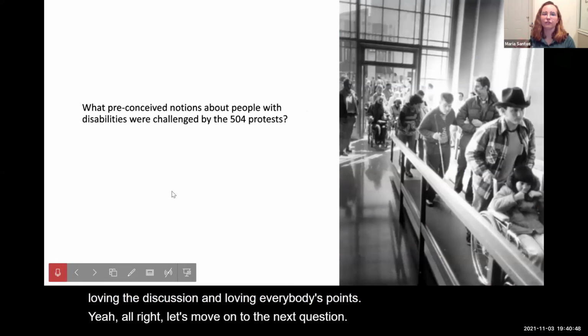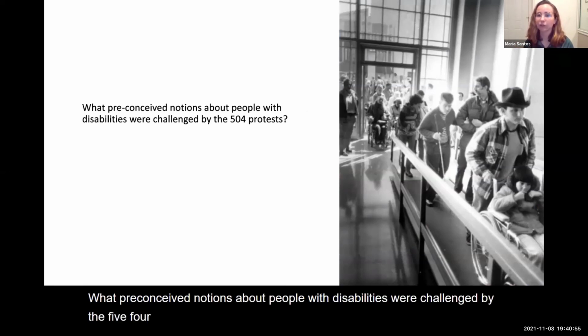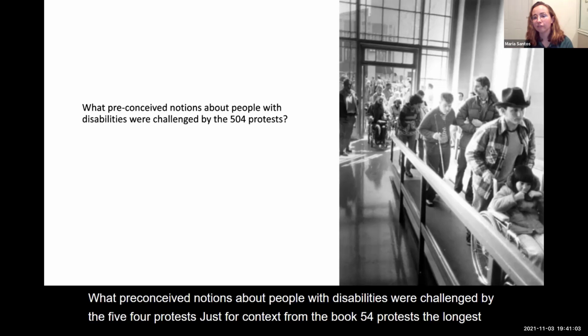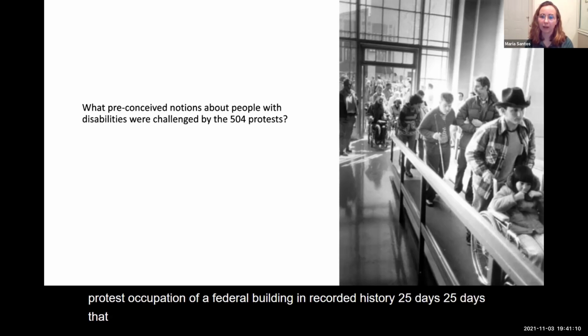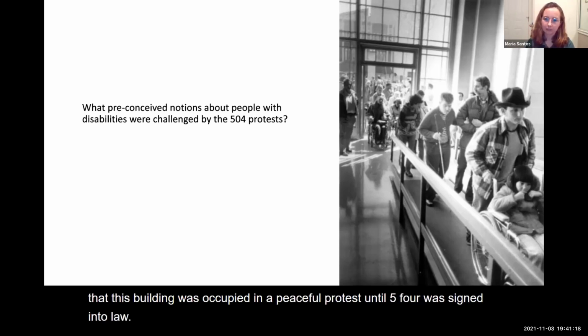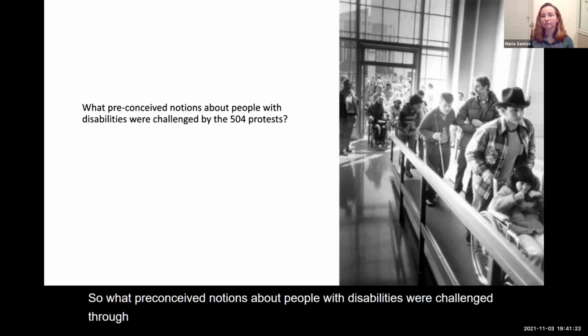What preconceived notions about people with disabilities were challenged by the 504 protests? Just for context, from the book: the 504 protests were the longest protest occupation of a federal building in recorded history, 25 days. 25 days that this building was occupied in a peaceful protest until 504 was signed into law. So what preconceived notions about people with disabilities were challenged through this demonstration?